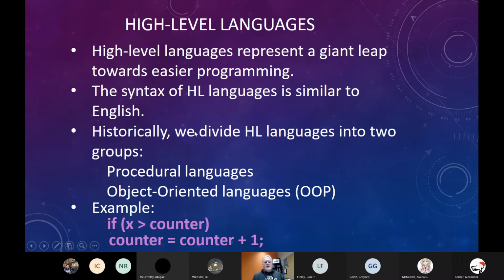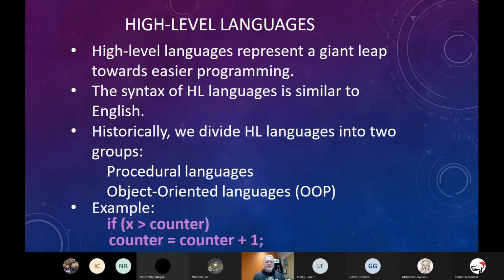High-level languages, that is what you're all going to work with for the rest of the semester. High-level languages represent a giant leap towards easier programming. The syntax of these is similar to English. They're readable. There are thousands of languages out there, literally thousands. If I give you one, you could probably read it and get an idea what's going on, even if you're not a programmer, because it is written in English.